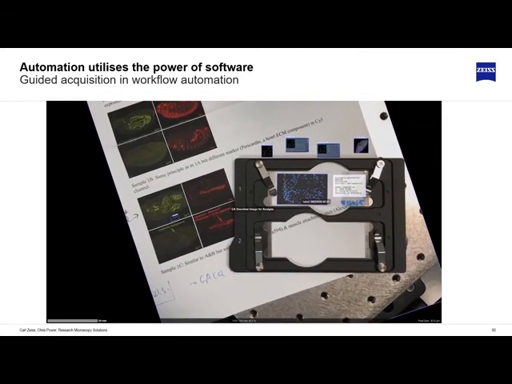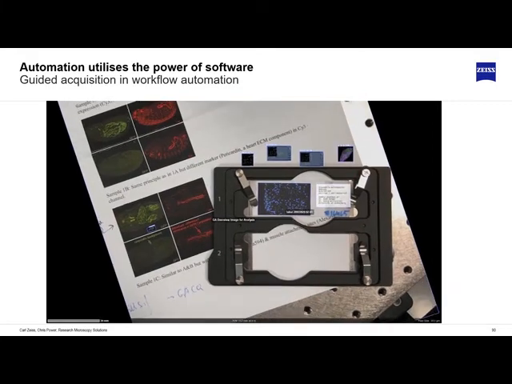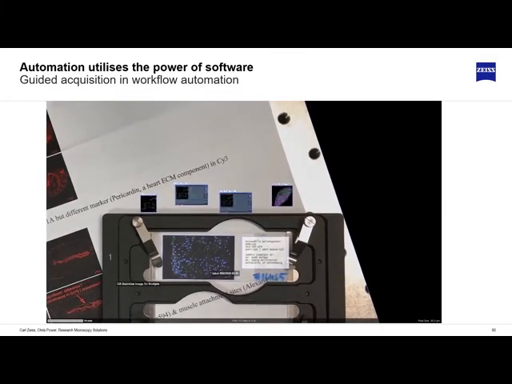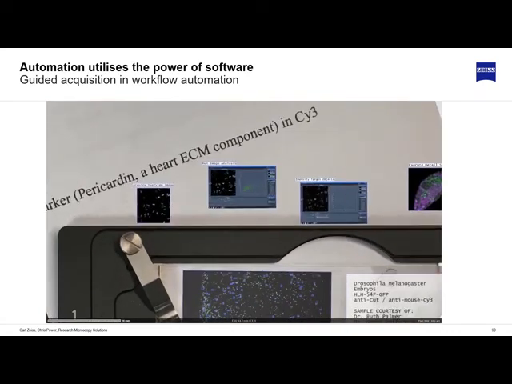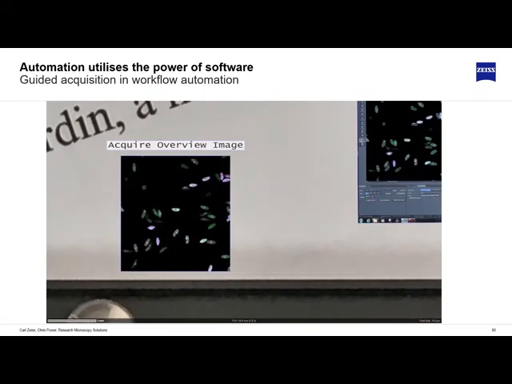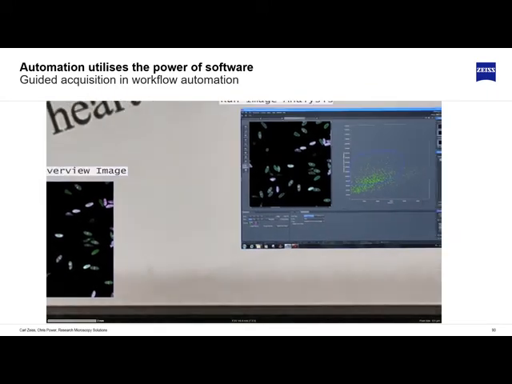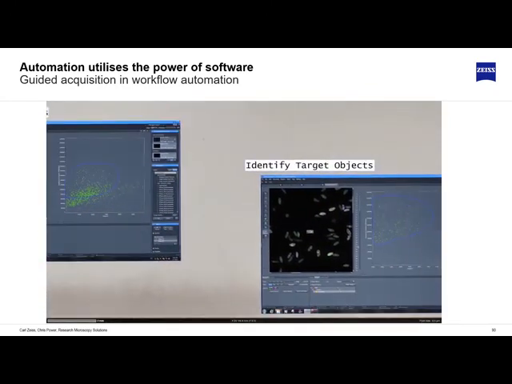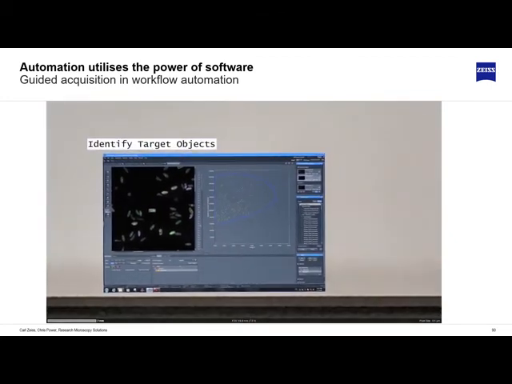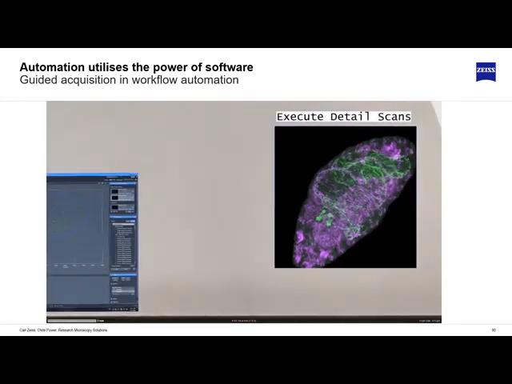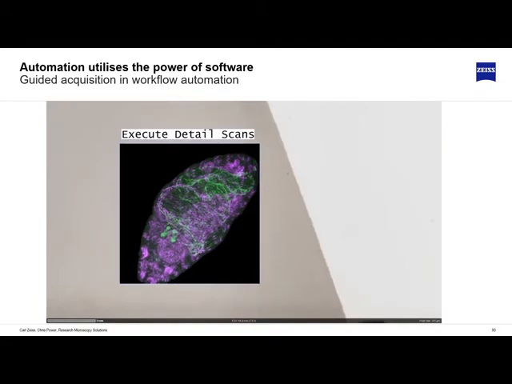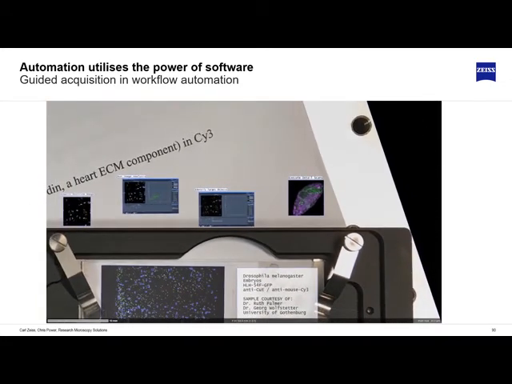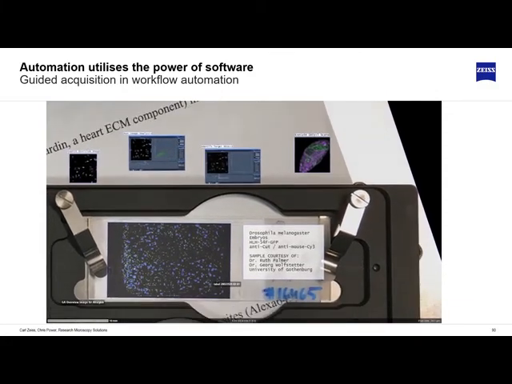So this is a slide of Drosophila, and here what the customer was interested in is not screening all of the Drosophila because that was going to take too long, but just looking at a few. So they take an overview image, they run a form of image analysis, and from that they work out which 20% of the Drosophila have the right expression, and they can then move to those and do a detailed scan of just the Drosophila of interest.